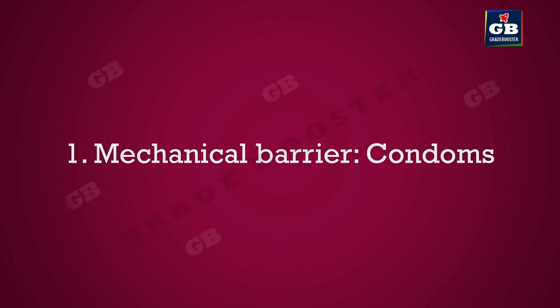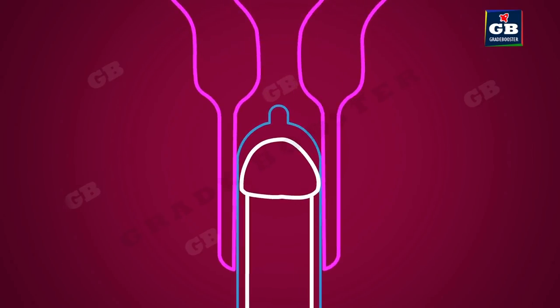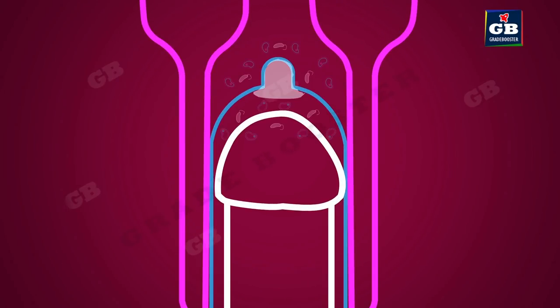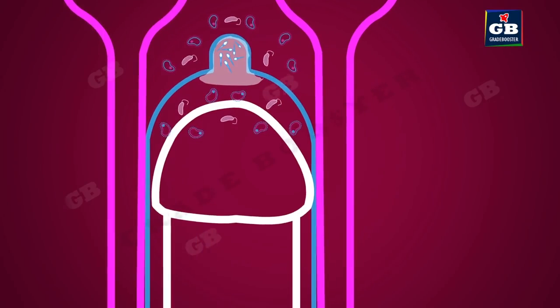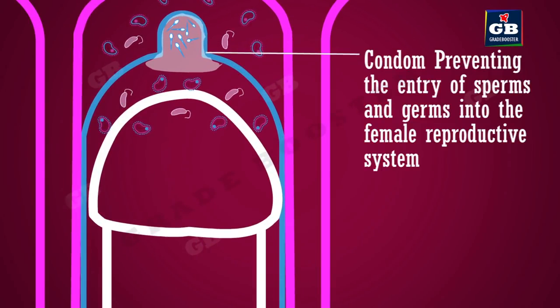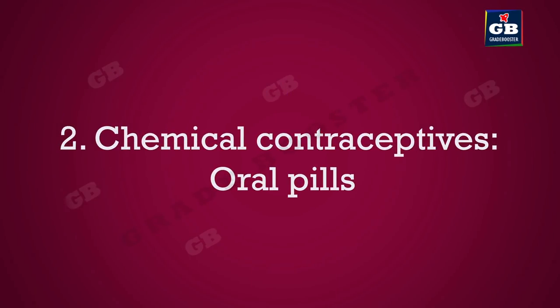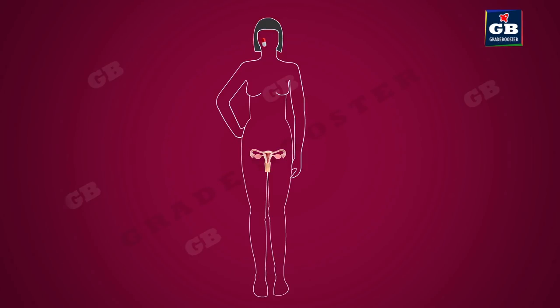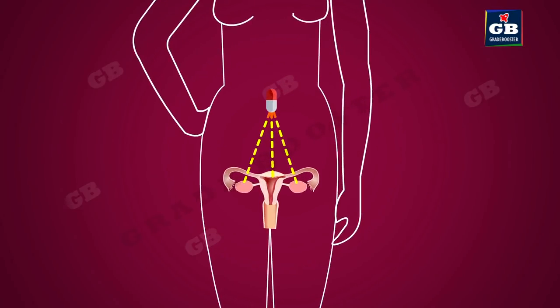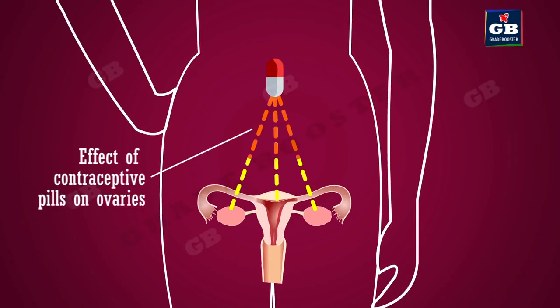1. Mechanical barriers. Example, condoms. By using male or female condoms, one can avoid pregnancy. Condoms act as a barrier and prevent the entry of sperms into the female reproductive system. 2. Chemical contraceptives. Example, oral pills. These pills change the hormonal balance of the woman and stop the release of the egg and fertilization. But changing hormonal balance leads to many side effects.